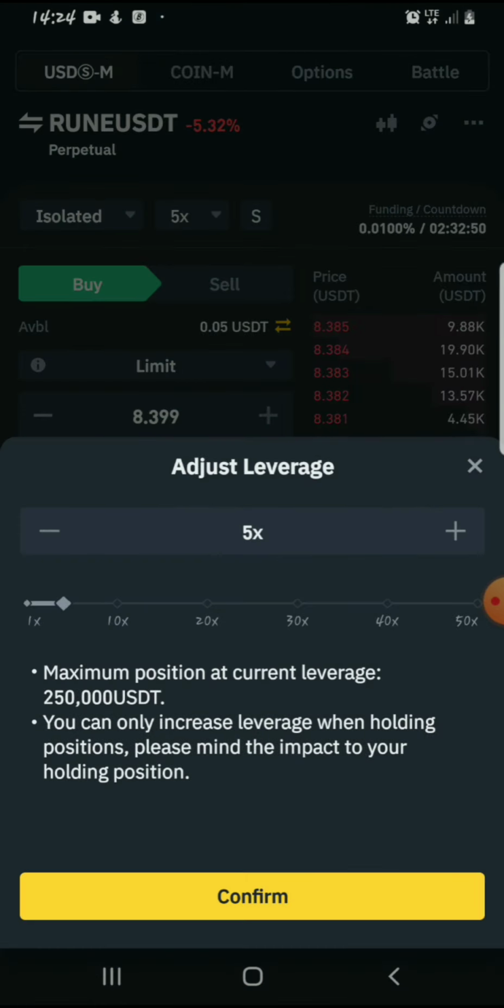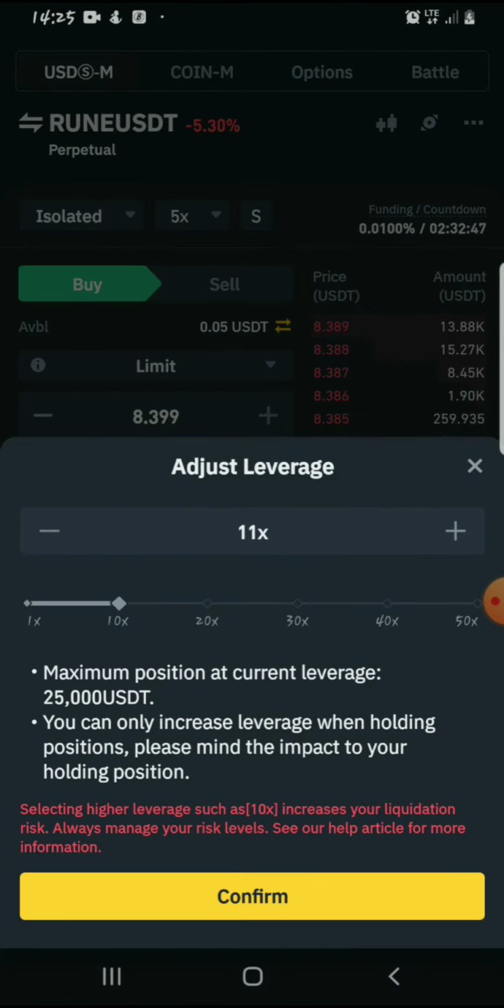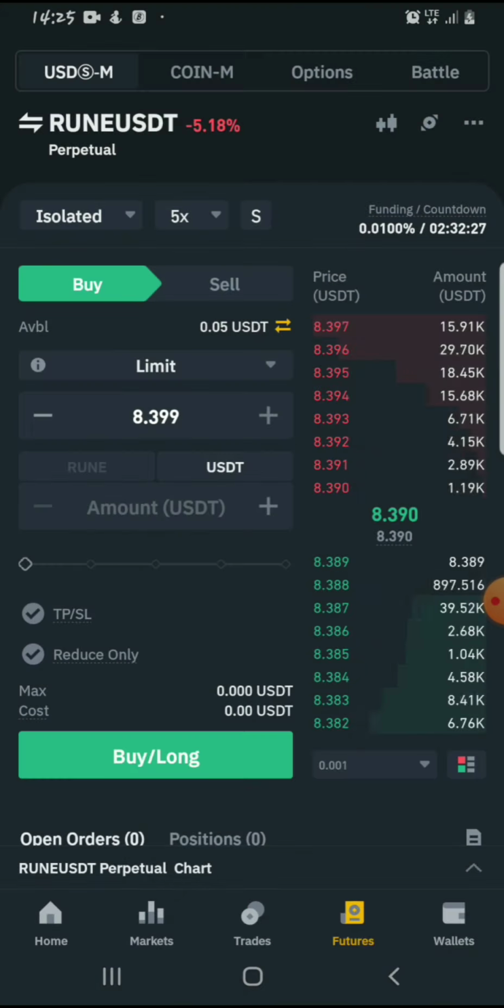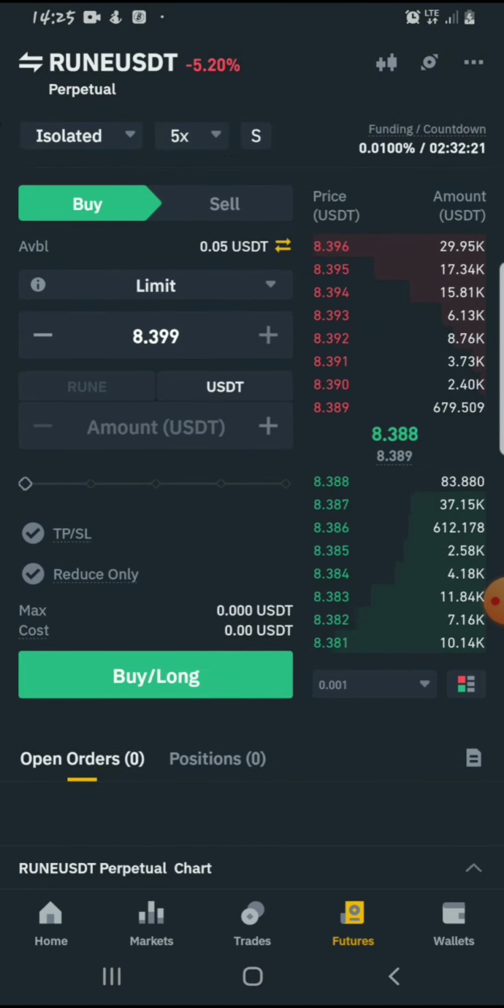I can increase it to 10x, 11x, 12x, and so on, up to 20x. But for new users on Binance Futures, you can only use up to 20x leverage. You understand? You can only use up to 20x leverage. So what we're going to do now is I'll be making a simple trade here. I'll go long, I'll possibly go short, and you will see how the losses occur.